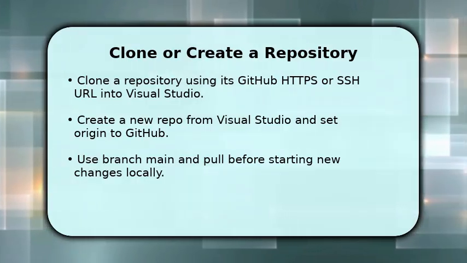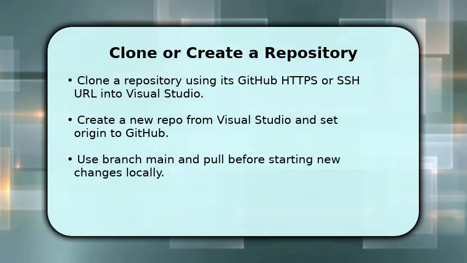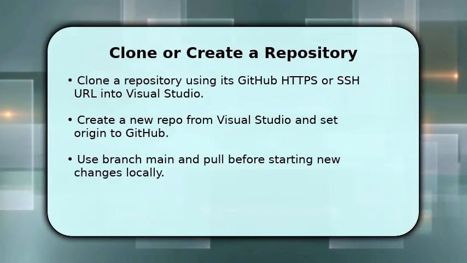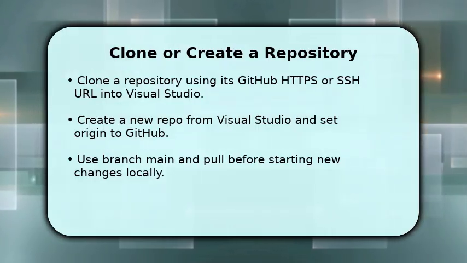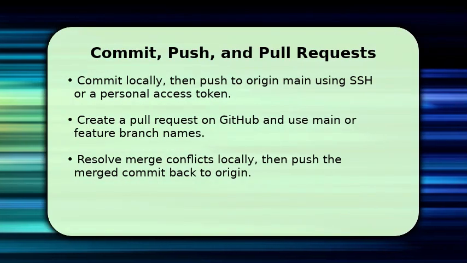Always perform a pull from origin main to sync remote changes before you start new work locally. Open the clone solution and load projects to ensure Visual Studio recognizes solution files properly. Work in a feature branch and commit changes locally with clear descriptive messages before pushing.